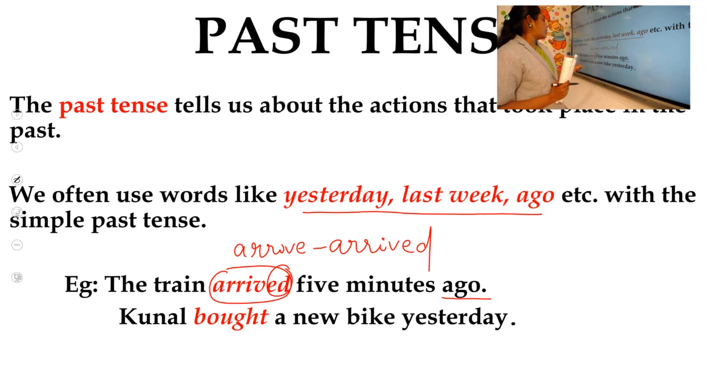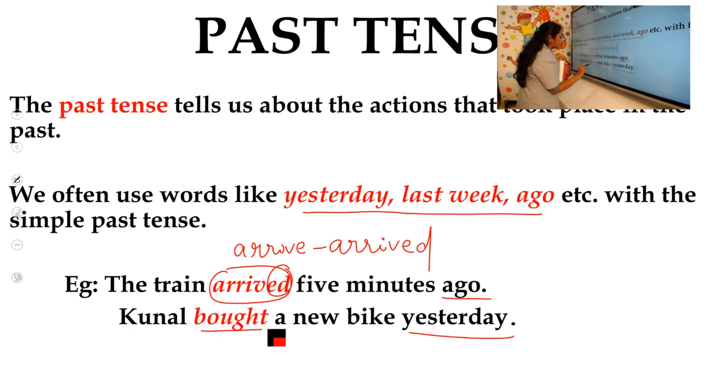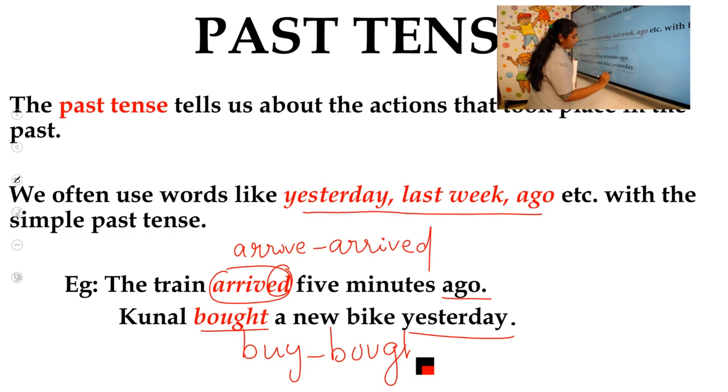Look at the second sentence. Kunal bought a new bike yesterday. See here also the word yesterday is here. So I told you we often use words like yesterday, last week, ago with the past tense. This is the past tense, and the verb also we wrote as past tense. What is the present tense of this verb? It is buy, and the past tense is bought. Buy, bought.